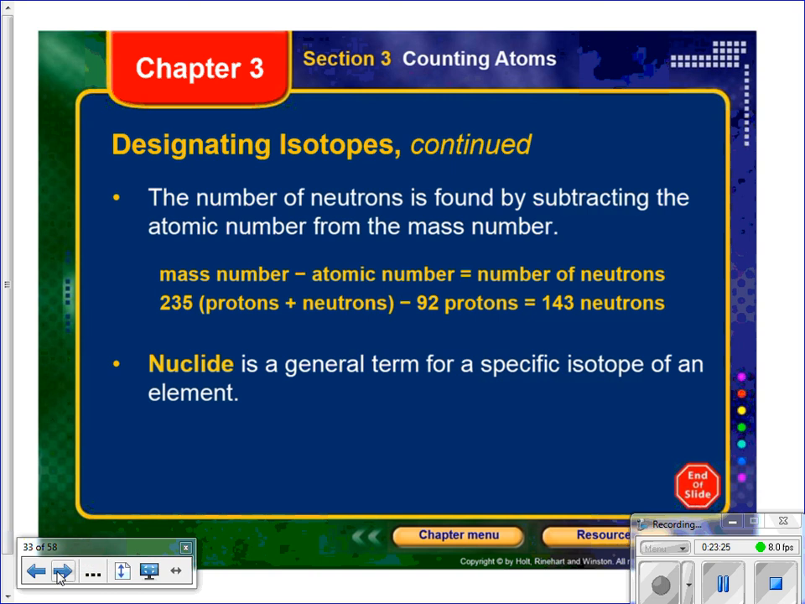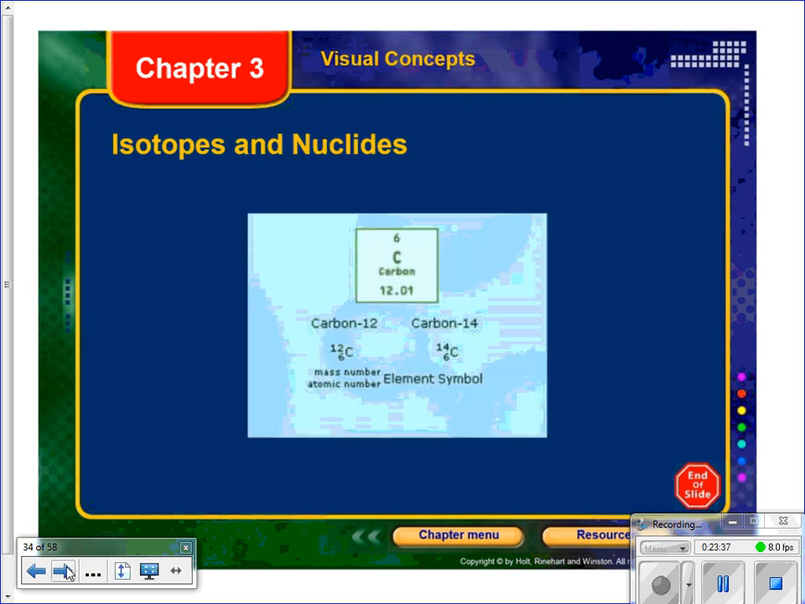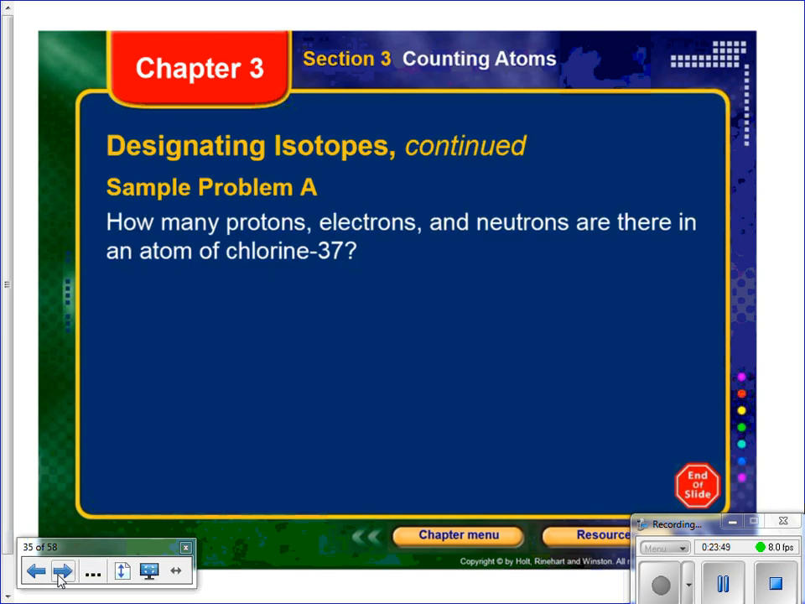If we're talking about a specific isotope, we call it a nuclide. Since we don't talk about neutrons a whole lot, and we won't talk about neutrons very much after this chapter, you won't hear this word very often. So carbon-12, carbon-14, we could subtract these two values to determine our number of neutrons. I'm not going to work out the sample problems, so if you would like to stop and solve this, you should stop now and then turn it back on to check your answer.